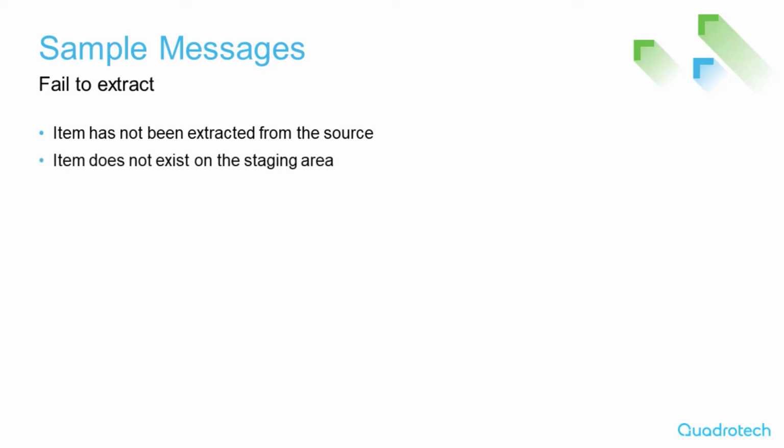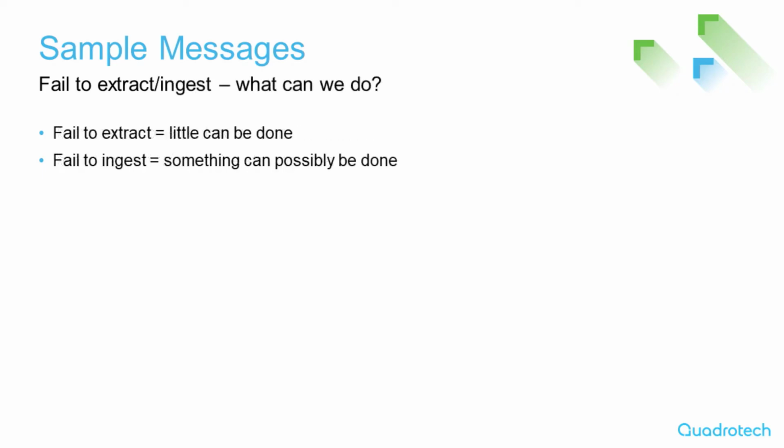Earlier, we saw how to get the item from the staging area for analysis. But of course, for some items that haven't been extracted, we've not got a copy of them. In fact, unless another tool can be used to obtain the item, then in this situation there is very little we can do. In other words, the real benefit of getting sample items is when items fail to ingest. There is definitely more that can sometimes be done in this situation. When an item fails to extract, there is often not much that can be done.